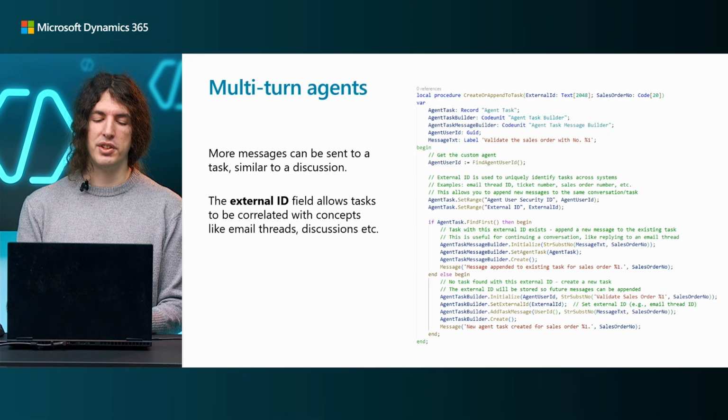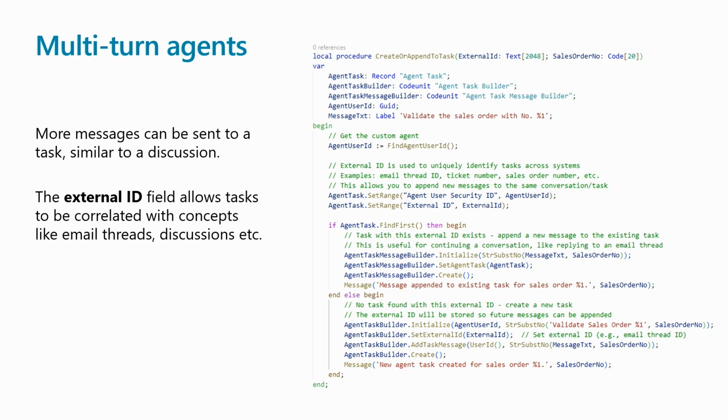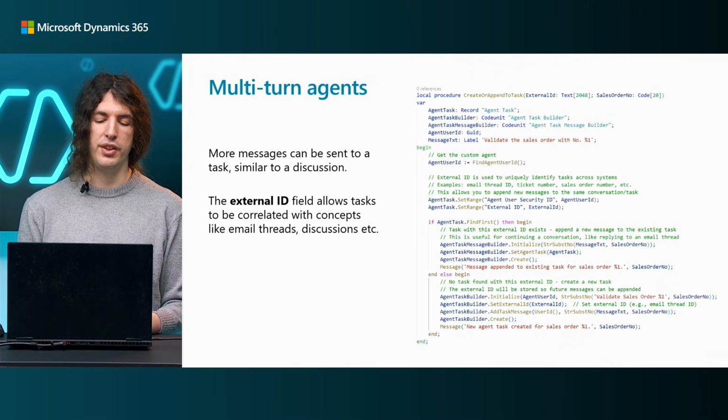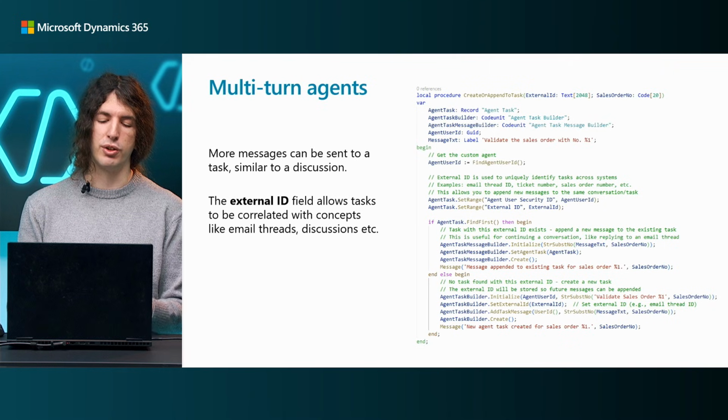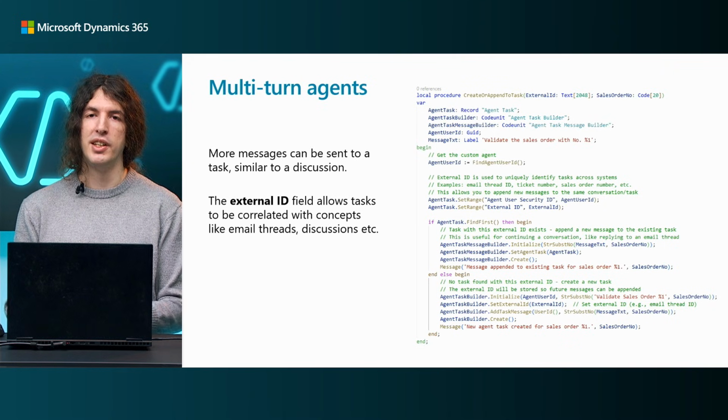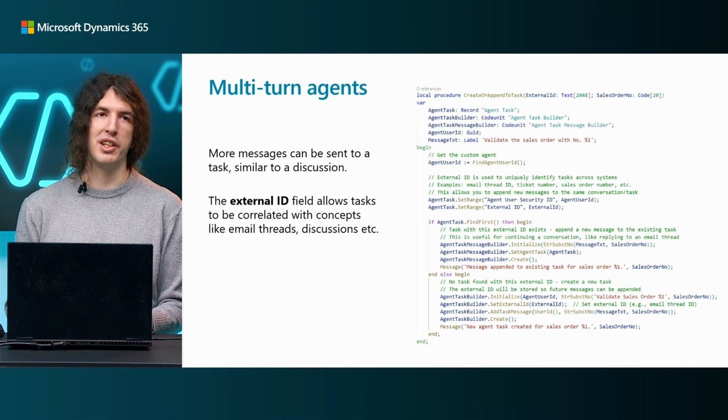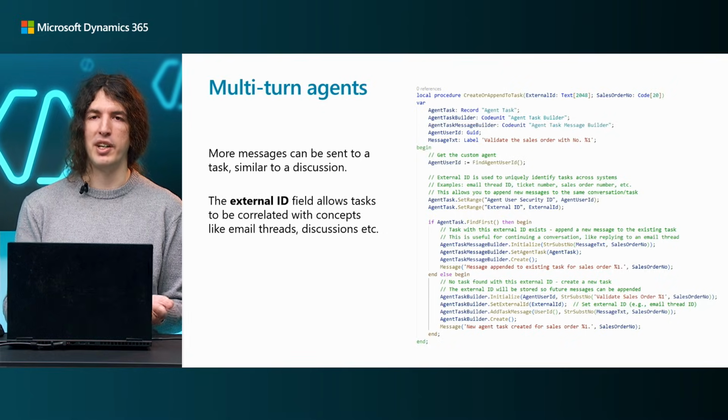Another thing that is supported is, as mentioned, multi-turn agents, where you can continue a discussion with an agent. So when it finishes and sends an output message, for example, you can send a new input message to continue the discussion. This can be to simulate an email thread or some other continuous discussion. There is the external ID field on messages and the corresponding method, which allows you to tie messages to concepts like an email thread so that you can find them and continue them.